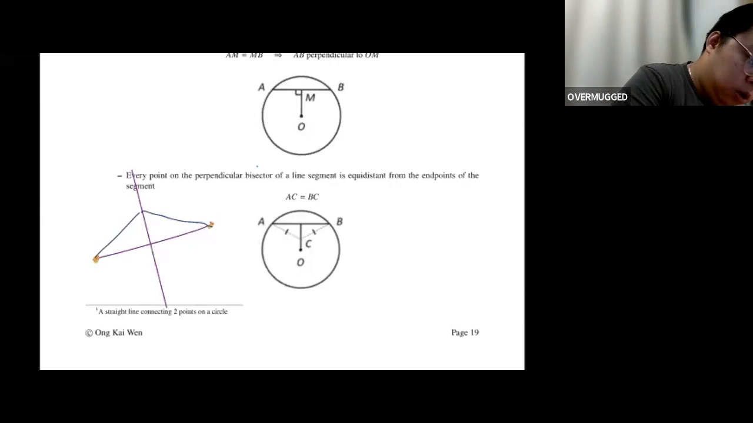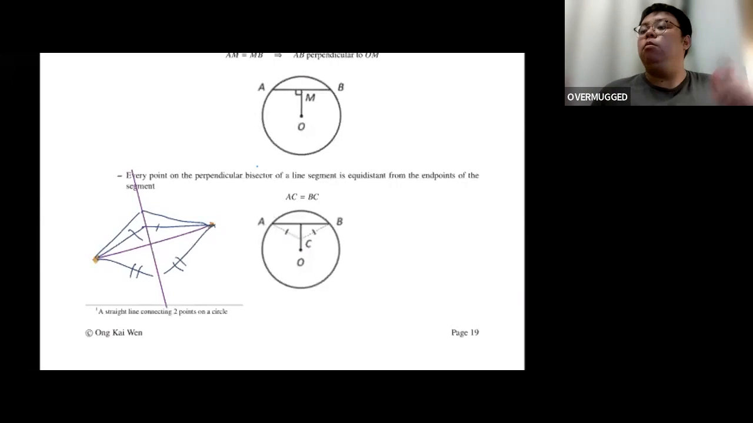It can be anywhere. For example, from here to here, these two will be equal. From here to here, these two will be equal. All these will be equal. This is a very important concept, especially in this topic and your congruency and similarity topic, if it comes out, and also the coordinate geometry chapter.